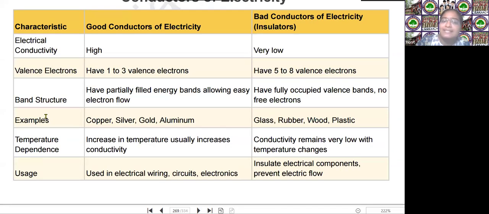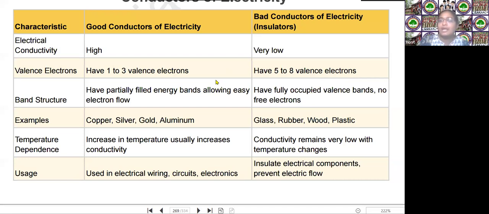If you see the band structure, in the conductors the bands are partially filled. Partially filled means half-filled energy bands. If you see the insulators, these have fully filled valence bands. That's why the insulators have no free electrons. The conductors have free electrons.